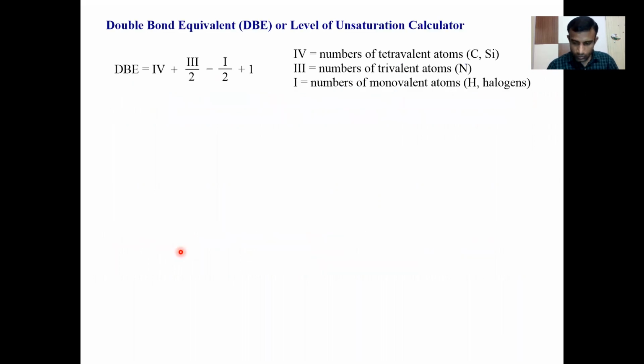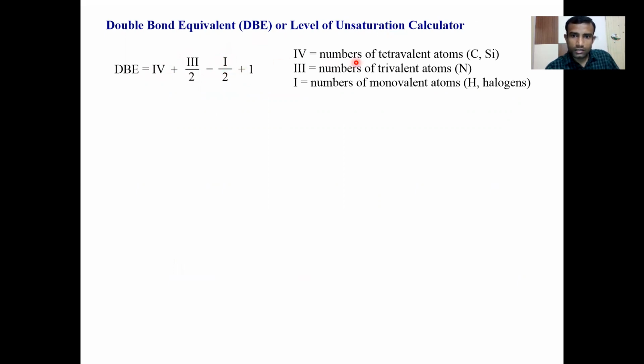So before going into details, we'll first discuss the double bond equivalent, or level of unsaturation calculation. How to calculate the double bond equivalent? So double bond equivalent equals the number of tetravalent atoms present in the molecule, plus the number of trivalent atoms present divided by 2, let's say you have two nitrogen atoms, it will be 2 by 2 always, minus the number of monovalent atoms present by 2, plus 1.